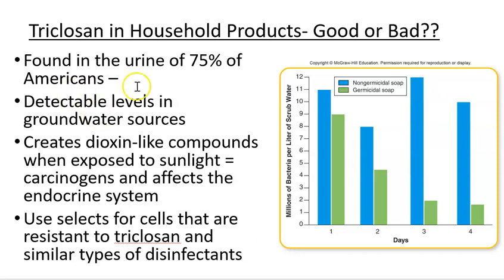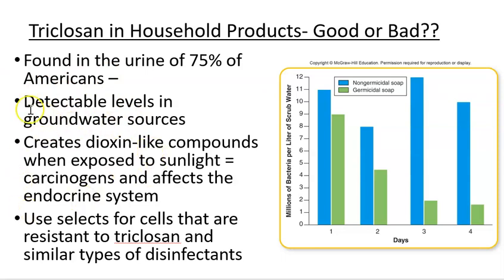And if you look at this, Triclosan has been found in the urine of 75% of Americans who were tested. It's in the urine, which means it must be getting ingested, going through the bloodstream, and getting processed by your kidneys, and that's how it's ending up in your urine. We can find detectable levels of this chemical in groundwater sources. So you are drinking this stuff potentially. You're not just getting it from brushing your teeth, it's in your water.